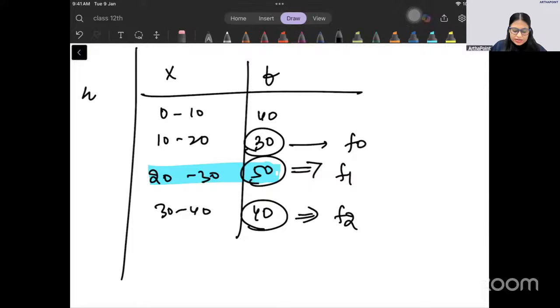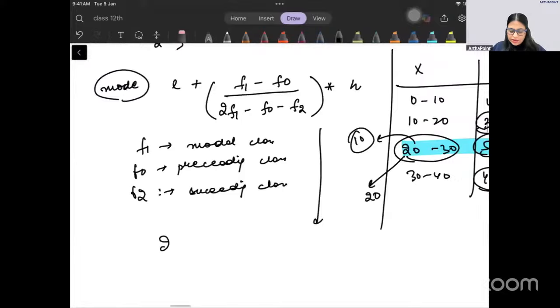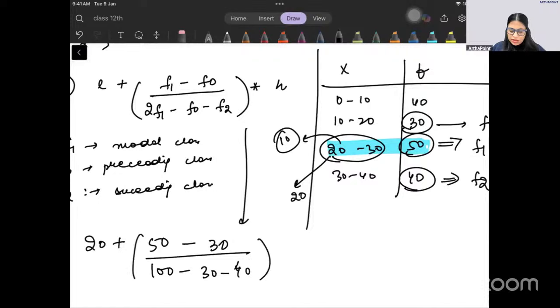Class height, this gap is 10, and the lower value of this class is 20. Just put them in the formula. So 20 plus (F1 minus F0) upon 2 times F1, 100 minus 30 minus 40, into height 10. This will be your answer. So this becomes the answer to this question. Okay? Is it clear? This is how you can find the mode.